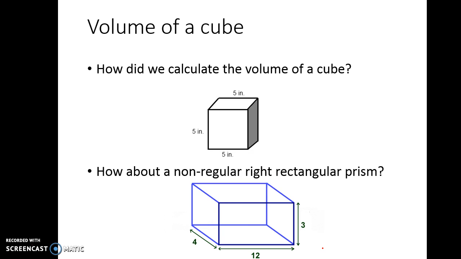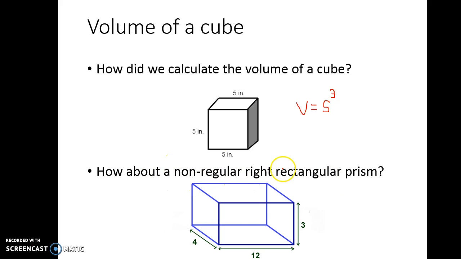So let's talk about volume. We have talked about the volume of cubes before, I think. The volume of a cube was easy to calculate. We would just calculate the side length to the third power. In this case, we would do 5 times 5 times 5 and get 125 cubic inches.